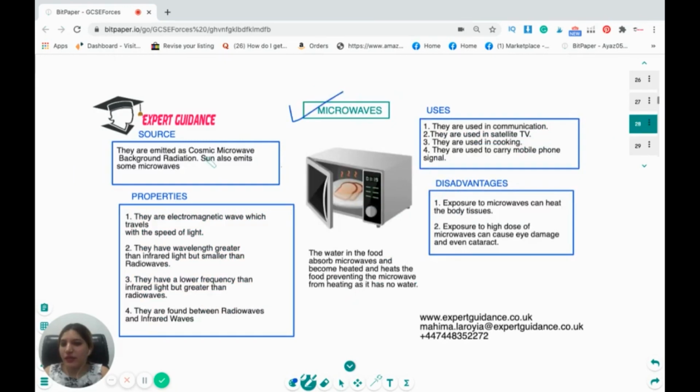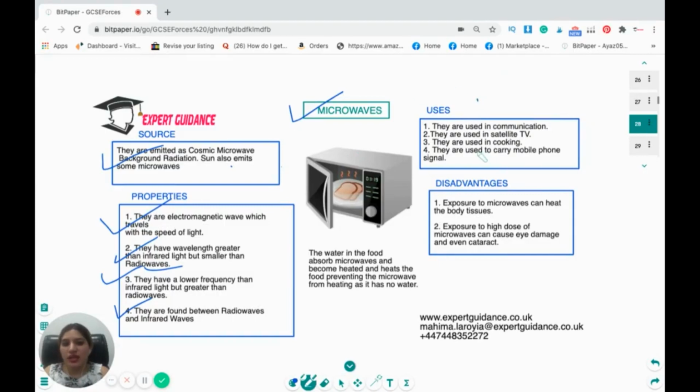The microwaves are emitted by cosmic microwave background radiation. The Sun also emits some microwaves. They are again electromagnetic waves which travel with the speed of light. They have wavelength greater than the infrared light but smaller than the radio wave. They have a lower frequency than infrared light but greater than the radio wave, and they are found between the radio waves and the infrared rays.